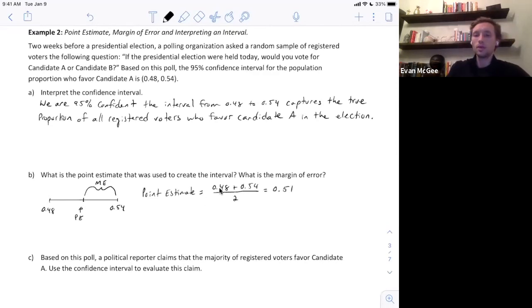To find the midpoint, add the lower and the upper and divide by 2. That will give you a midpoint of 0.51. So that's our point estimate. And then just subtract 0.54 minus 0.51 to get the margin of error of 0.03.